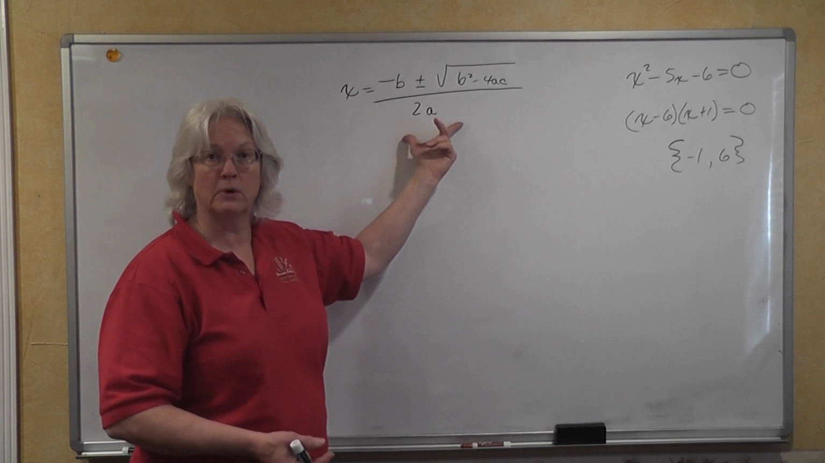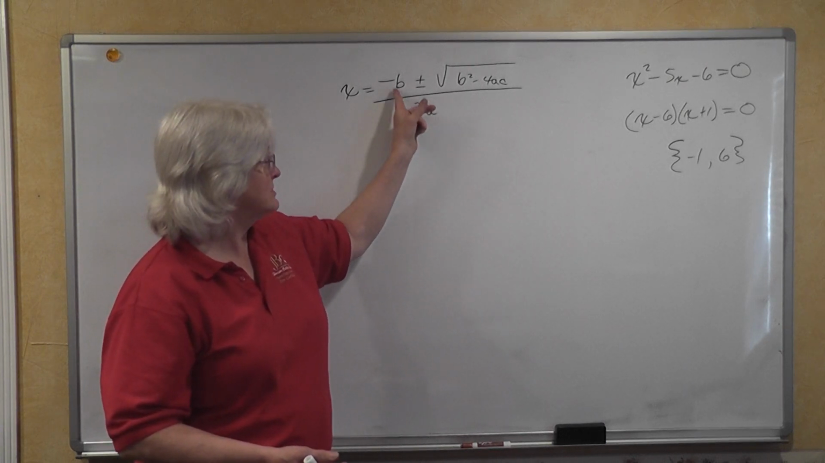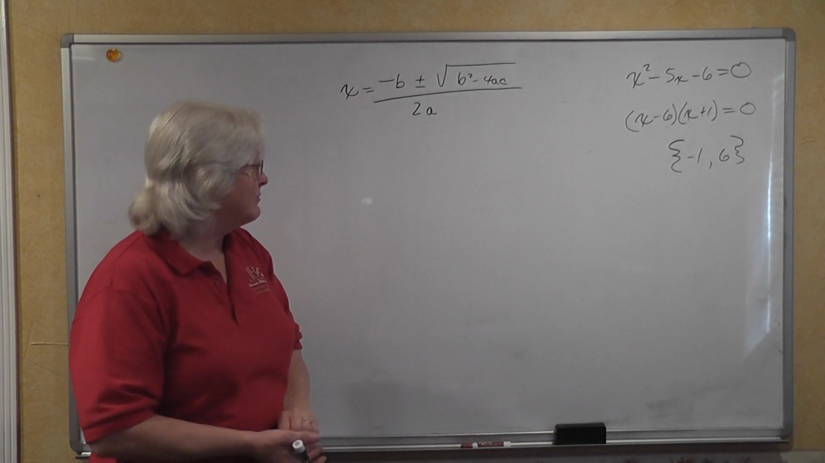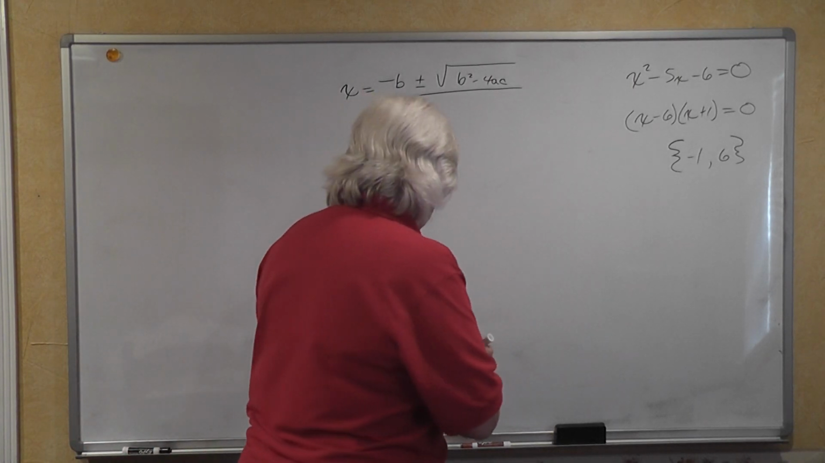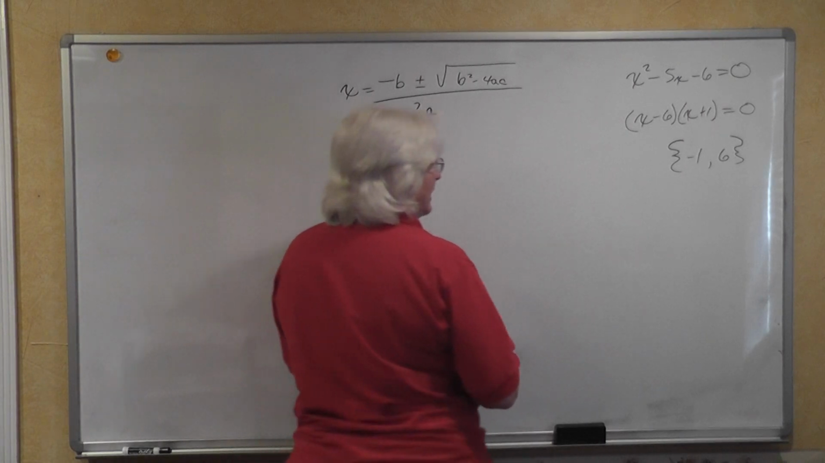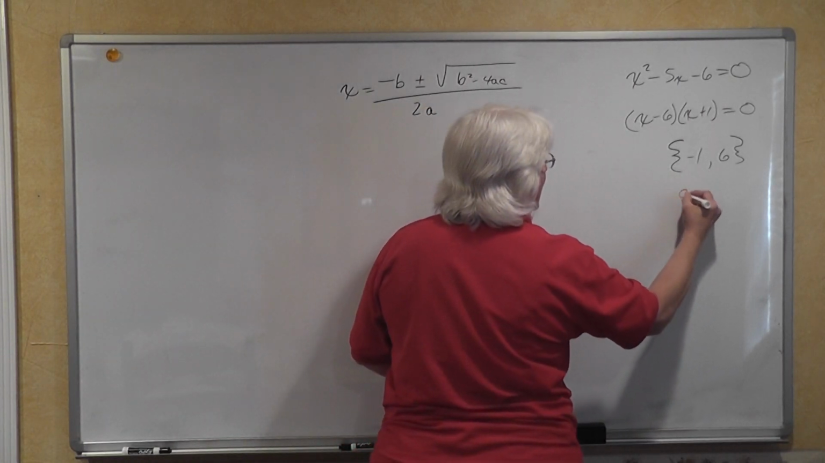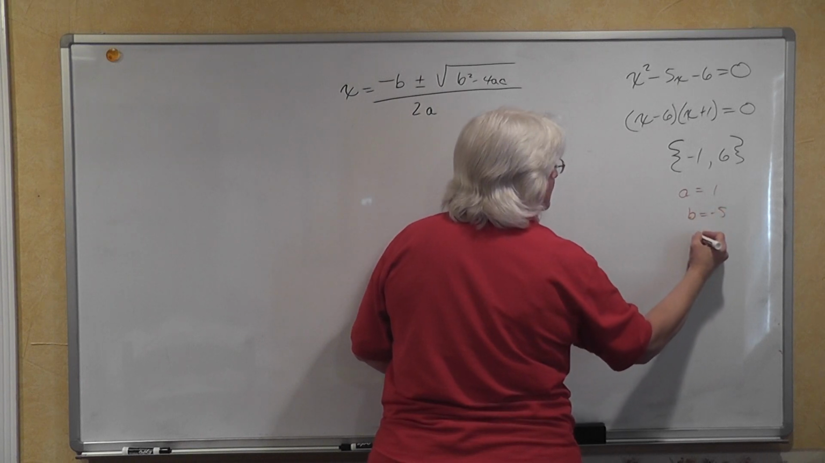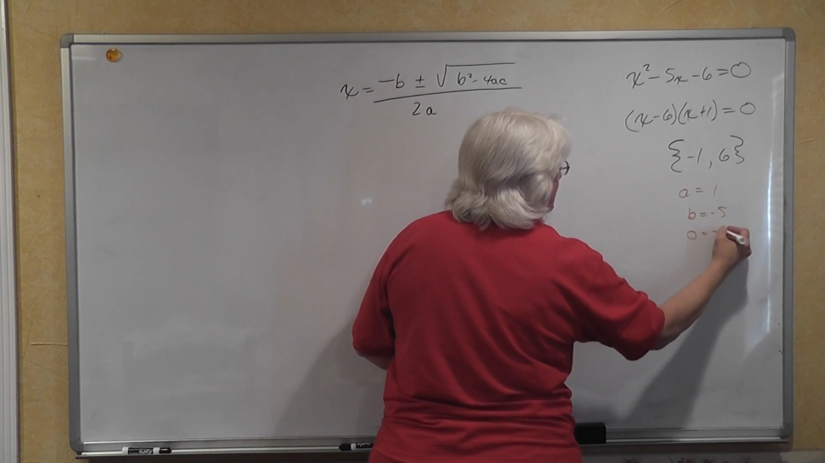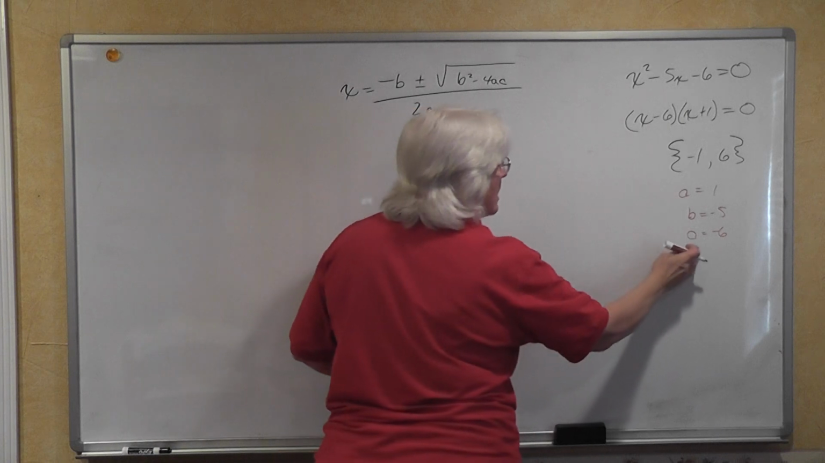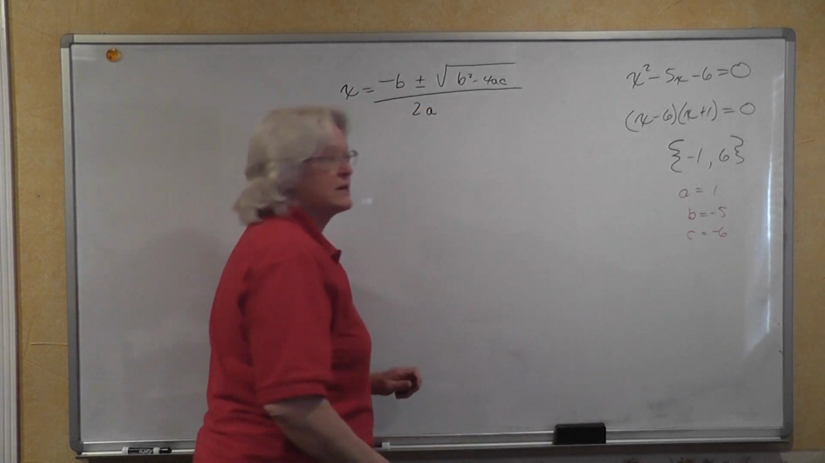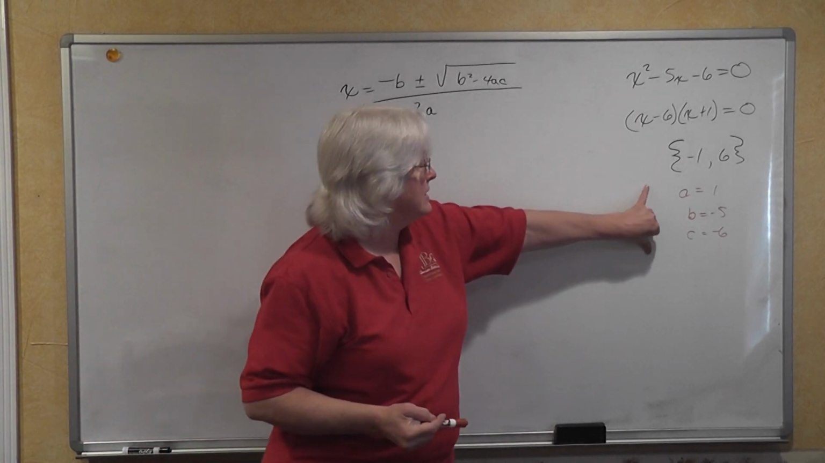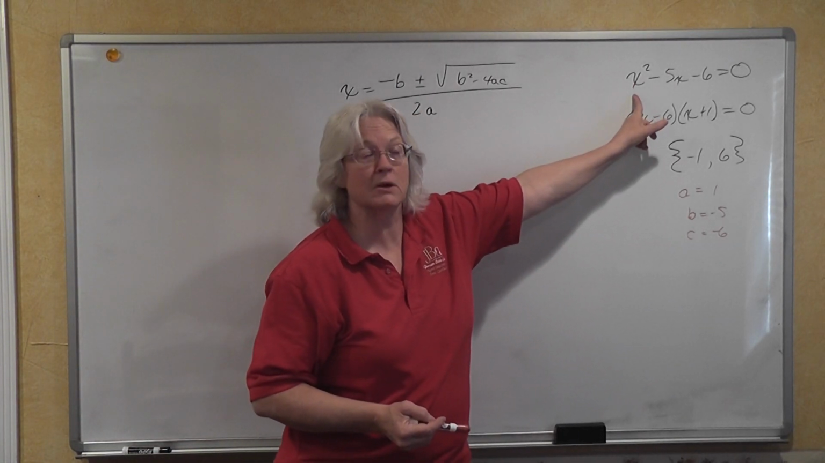using the quadratic formula. All we have to do is substitute in our values for a, b, and c. It's going to be beneficial to you, especially as you're learning how to do this, to write out that a is equal to 1, b is equal to -5, and c is equal to -6. Obviously, a, b, and c are not always 1, -5, and -6.